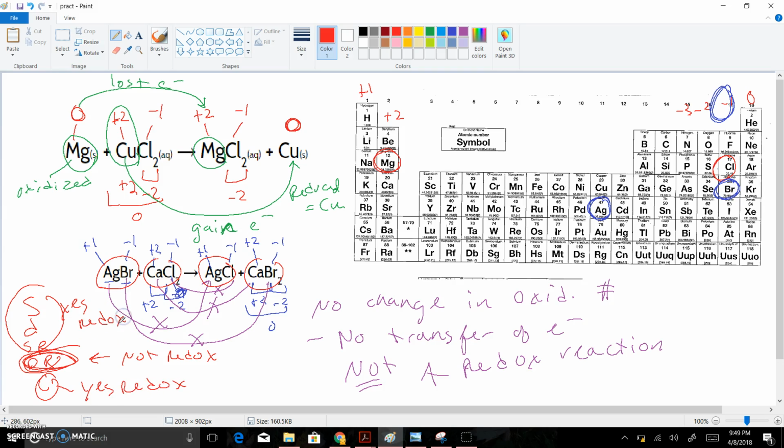So if you're ever asked to find something that's not a redox reaction, you're going to want to look for that double replacement reaction. Hope this helped.